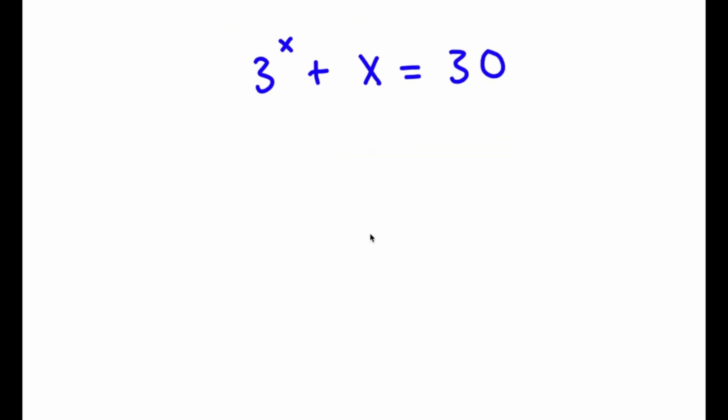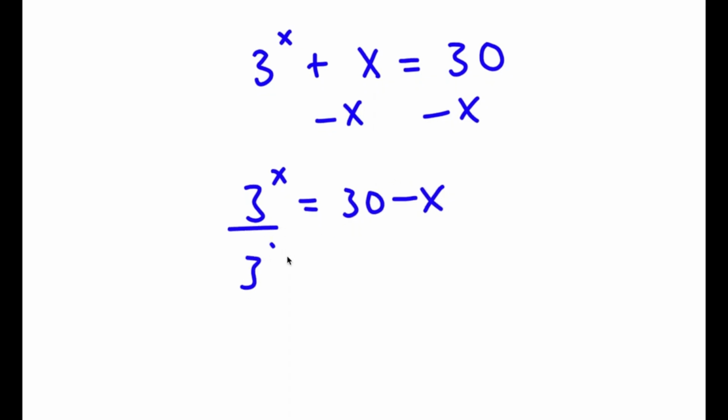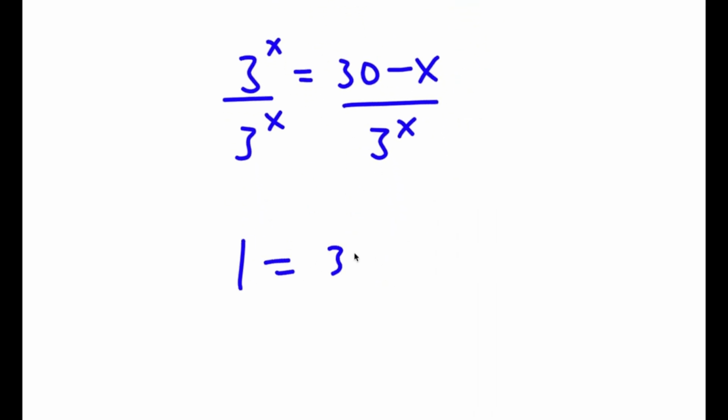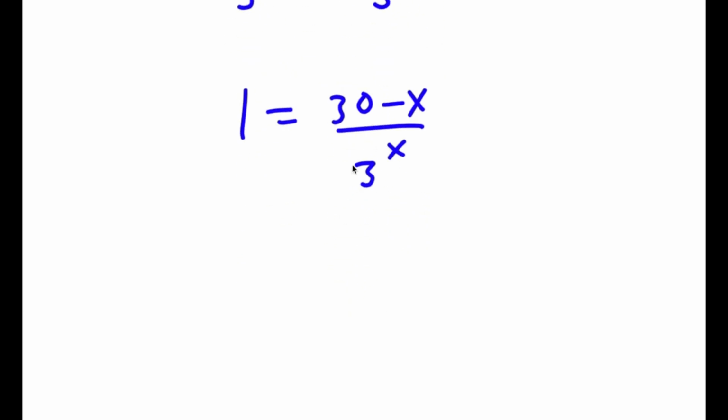Alright, so in this problem, I have 3 to the power of x plus x equals 30. So the first thing I'm going to do is I'm going to subtract x on both sides. So now I have 3 to the power of x is equal to 30 minus x. Now I'm going to go ahead and divide both sides by 3 to the power of x. So now I have 1 is equal to 30 minus x over 3 to the power of x. Now I can also rewrite this as 30 minus x times 3 to the power of negative x.